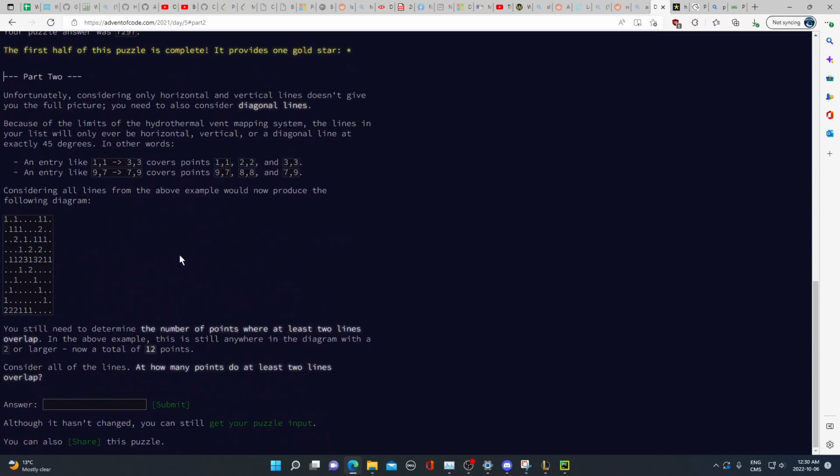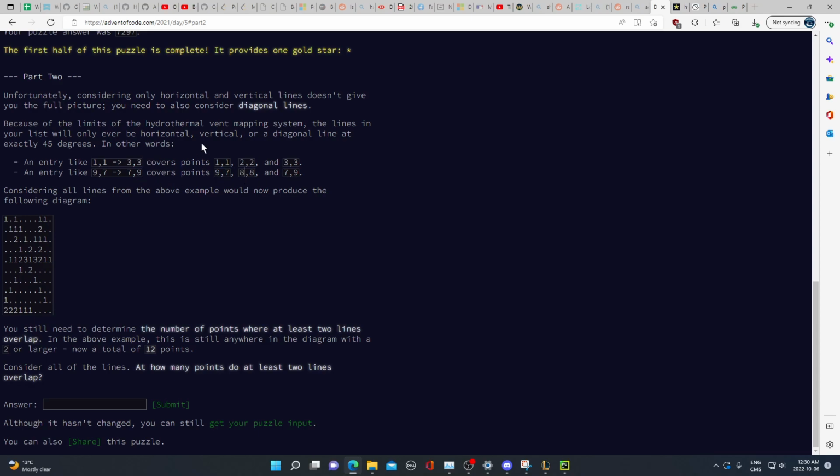Unfortunately, considering only horizontal and vertical lines doesn't give you the full picture. That's correct, that's why the puzzle input had diagonal lines. You need to also consider diagonal lines. Because of the limits of the hydrothermal vent mapping system, the lines in your list will only ever be horizontal, vertical, or a diagonal line at exactly 45 degrees. In other words, how convenient. If it wasn't at directly 45 degrees, I don't know how I would have solved this. An entry like 11,11 to 33,33 covers points 11, 22, and 33. An entry like 97,97 to 79,79 covers points 97, 88, and 79.